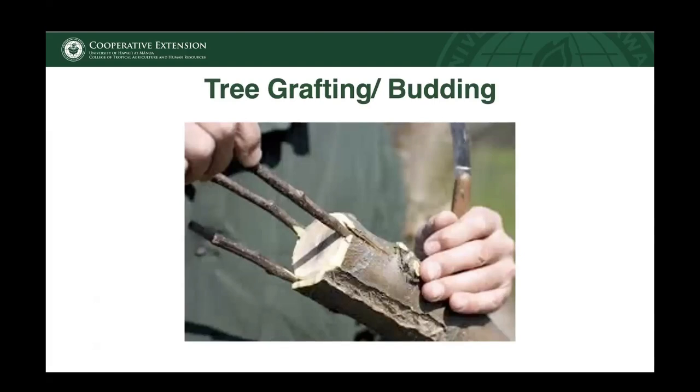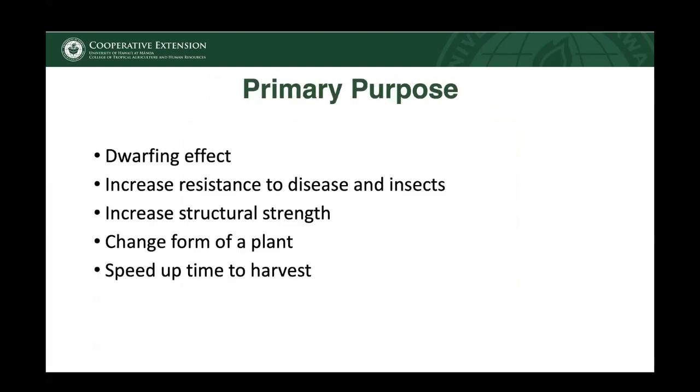And then grafting and budding, mostly for tree crops and woody crops. So the primary purpose for grafting is you can potentially get a dwarfing effect by starting with a shorter rootstock and allowing for that mature growth to start at a very short level. And then you can typically increase resistance to disease and insects if you know of varieties of rootstock that have that genetic potential. There's potential for increased structural strength. So you can use grafting on the tree to make the tree stronger by connecting plant material from branch to branch. That's a potential for grafting.